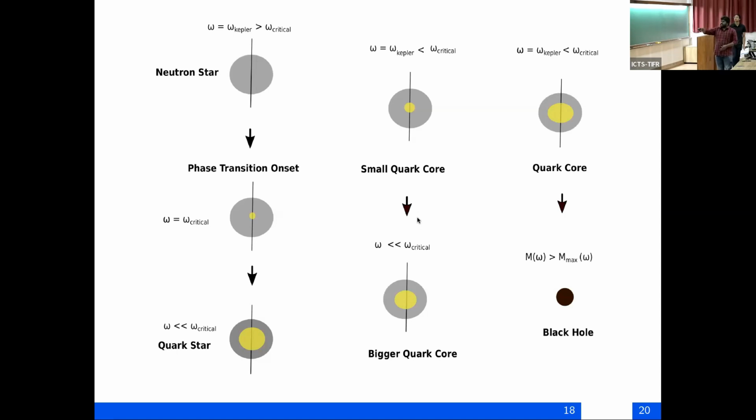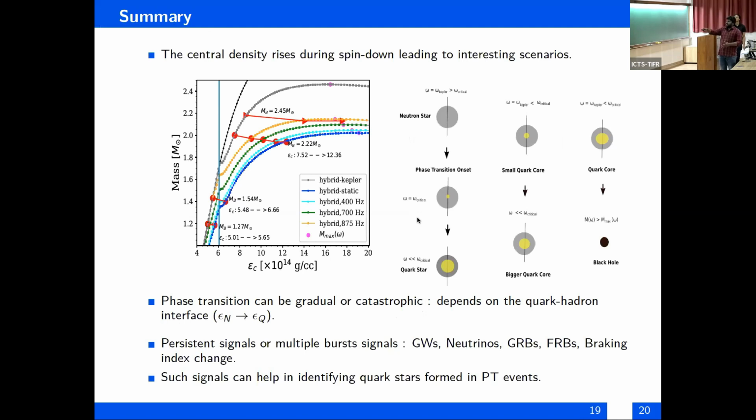By observing the signals which come during the conversion, we can conclude that a quark star has formed in the universe. And these signals, like the GWs, the neutrinos, GRBs, FRBs, and the anomalous change in the braking index, can help us identify the quark stars in our universe.